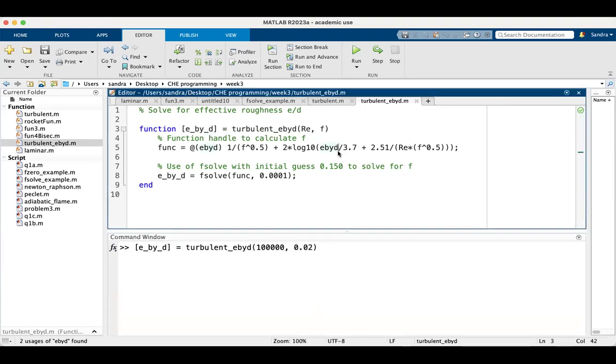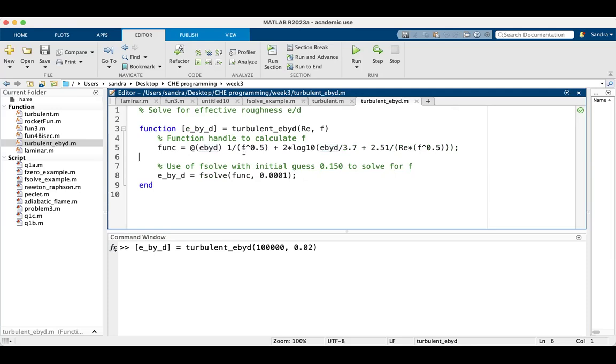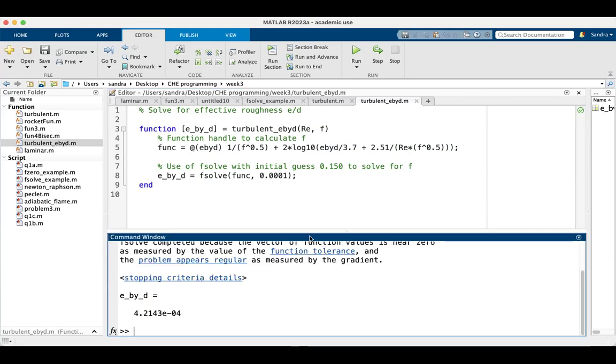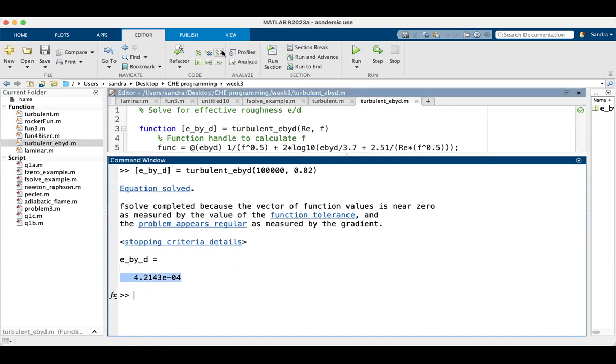I hope you understood how we wrote this function. Earlier it was a function of F. Now you make it a function of E by D, so that F and Re become the constants, or the inputs that you give. Now, when you run this, it will get solved. And finally, E by D, the roughness ratio, is 4.2143 e raised to minus 0.04. So this is the final answer that you get.